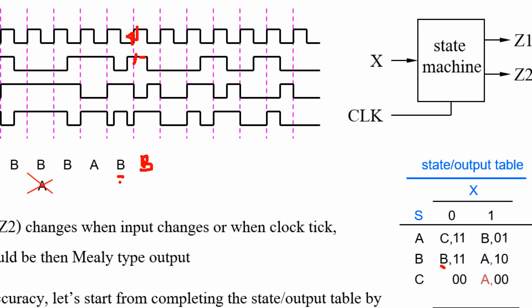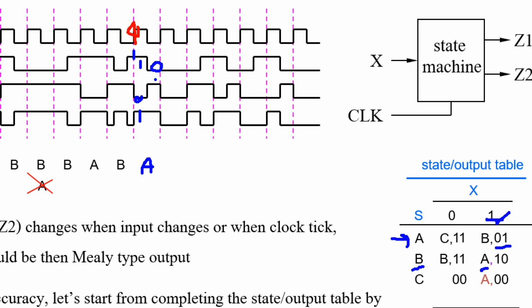Now, when x is 1, the output is 0. Oh, sorry. Clock tick at here, right? Clock tick at here, x is 1. State B, clock tick x is 1, go to state A. So now it should be state A at here. And then x is 1. X is 1 at state A, output should be 0 1. Okay, 0 1 at here.